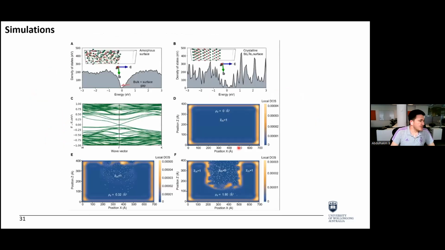And some of the simulation done by our collaborator from RMIT and also from my supervisor clearly shows that when this antimonide material is amorphous, there is a gap in the bulk and surface. But when it's crystalline, we can clearly see these direct surface states.